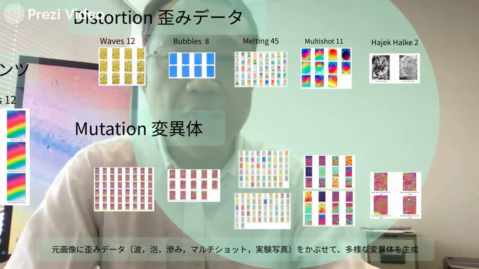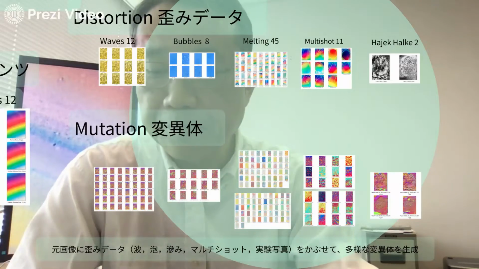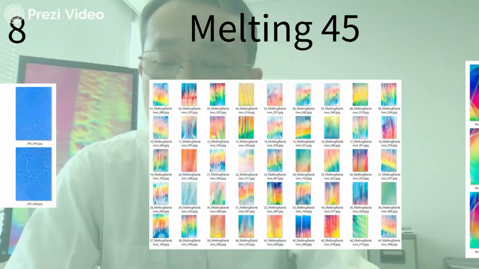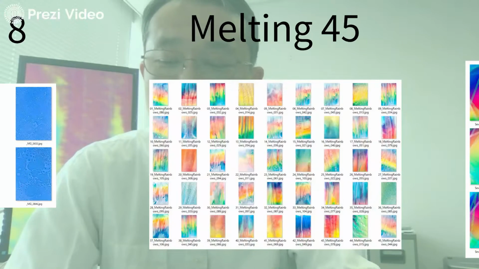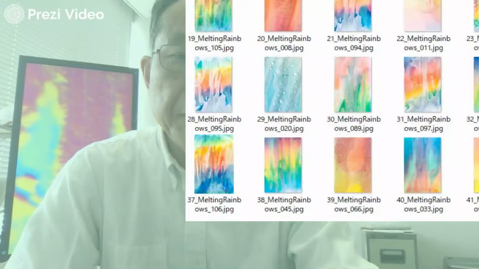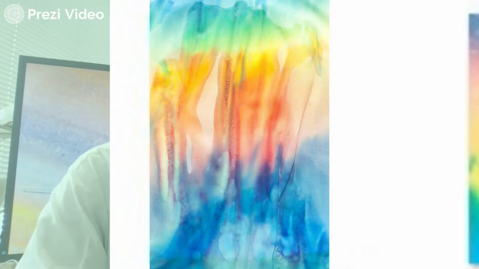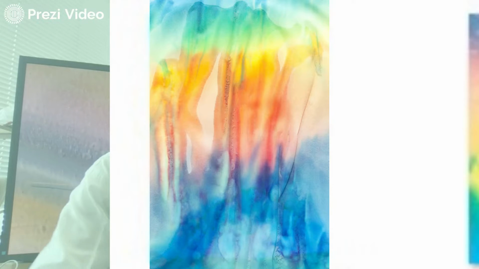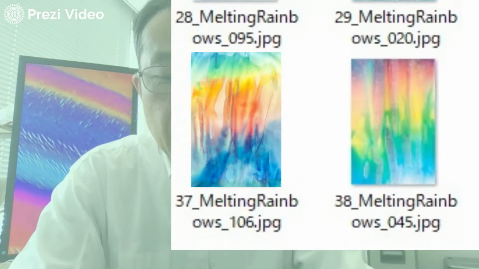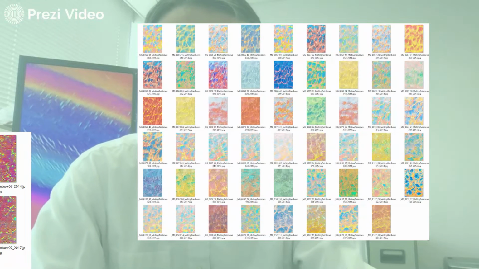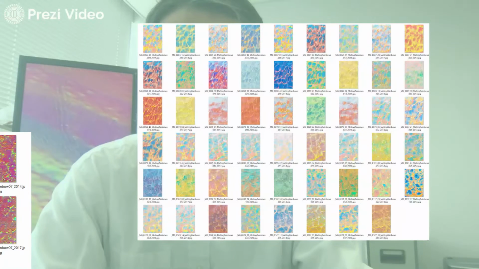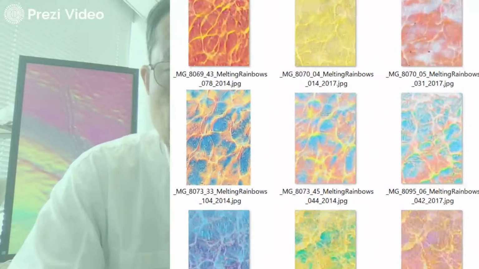And next is melting. I use 48 melting distortion data. Let's look closer at one example. This one. You can see the color ink is melted on the rainbow posters and makes some variations of the rainbow colors. AI photographer generates 105 mutations. Look closer, one sample.